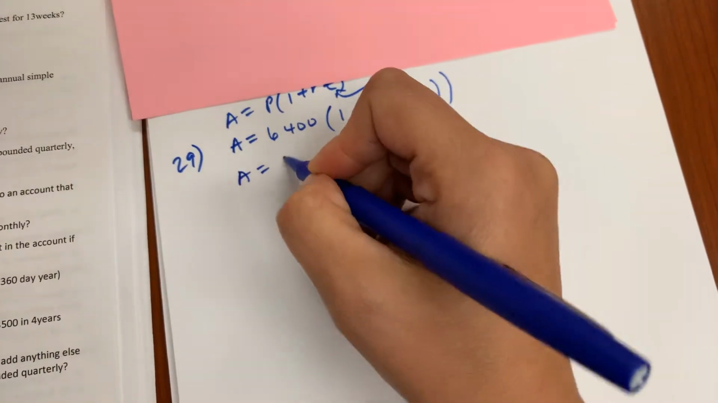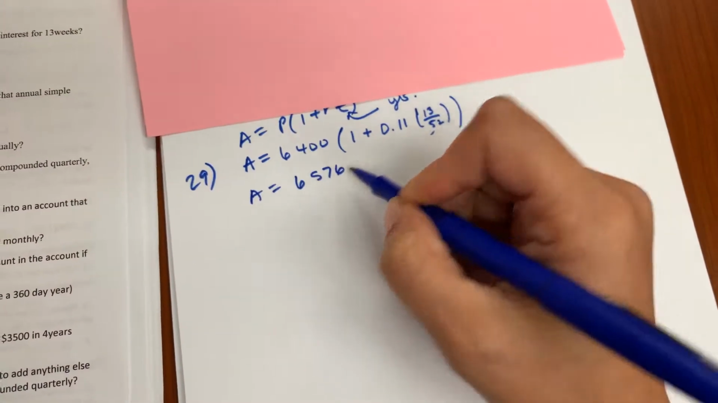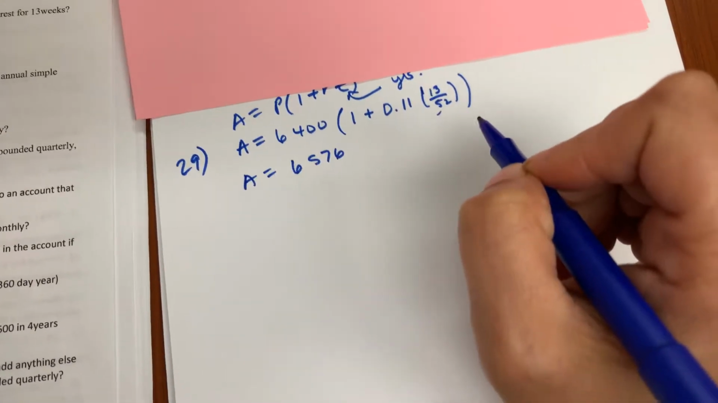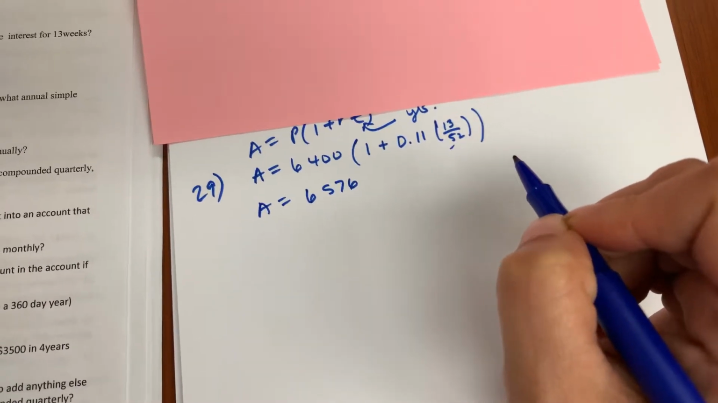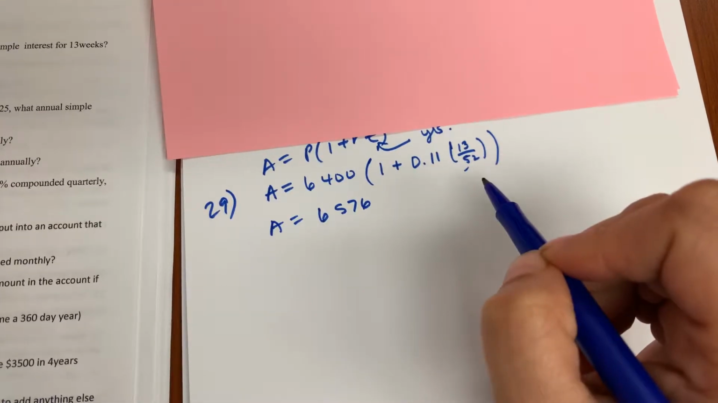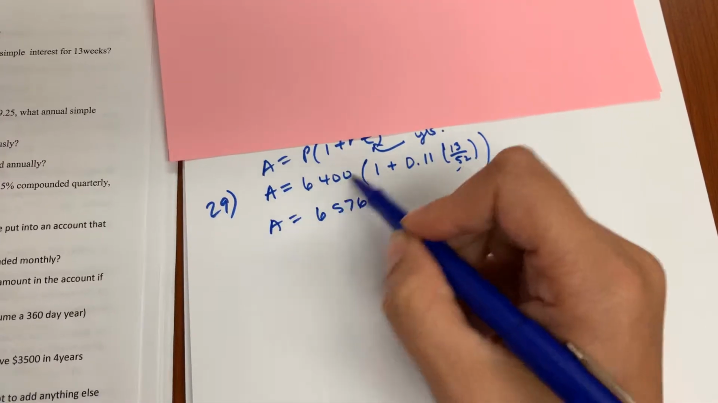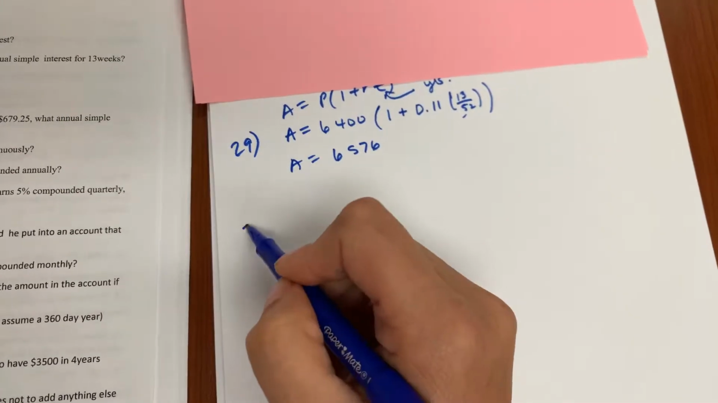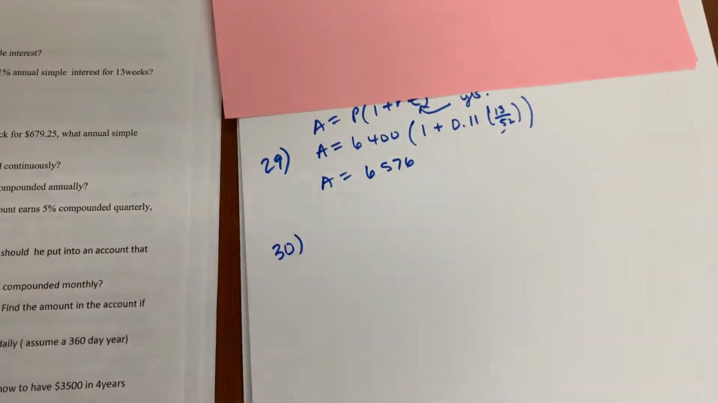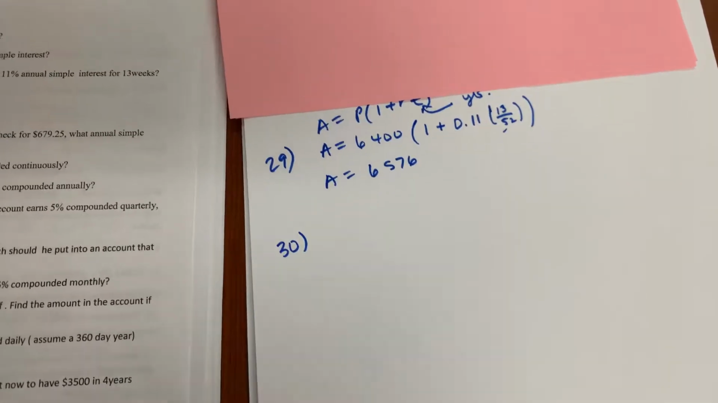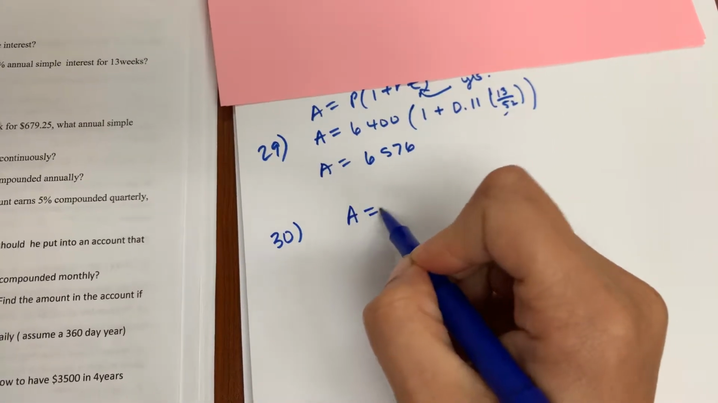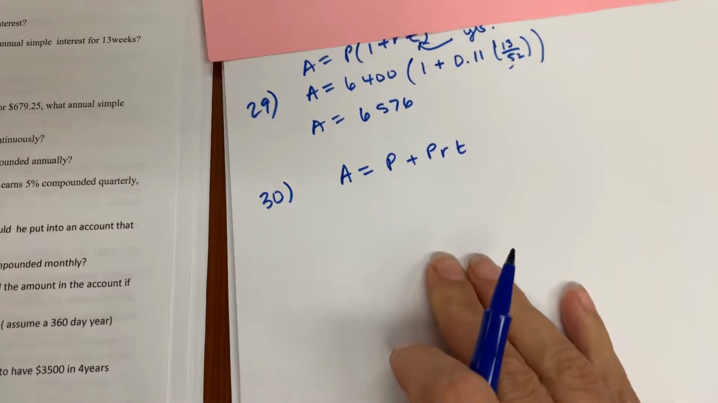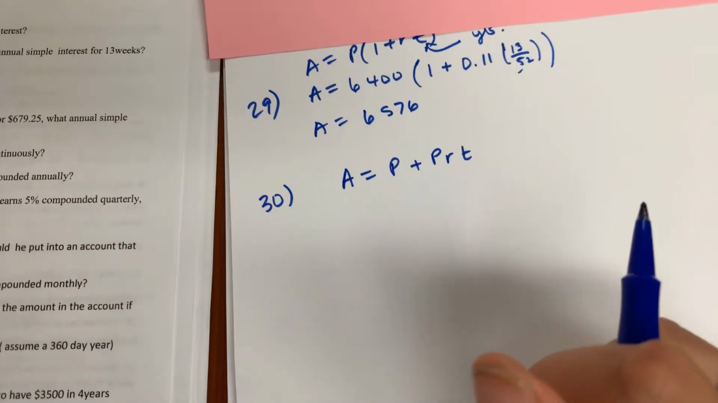and we get A equals 6576. So this would be the amount I would have to pay back after 13 weeks at that particular interest rate. And so again, if you're looking for how much interest that is, you would subtract the present from the future to get your answer. So now let's knock out 30. 30 is not so much about plugging in, it's more of, do you know how to rearrange an equation? So that is simple interest, it's just they distributed the P across the parentheses.